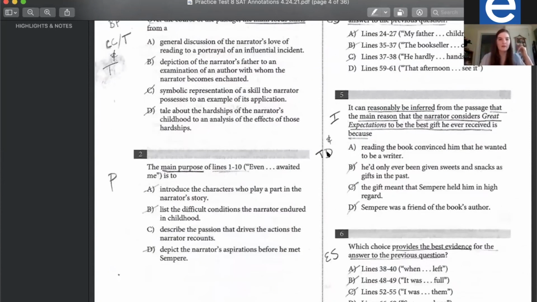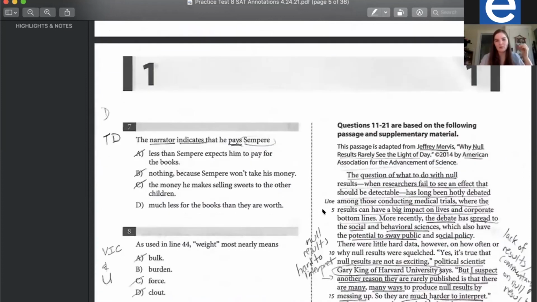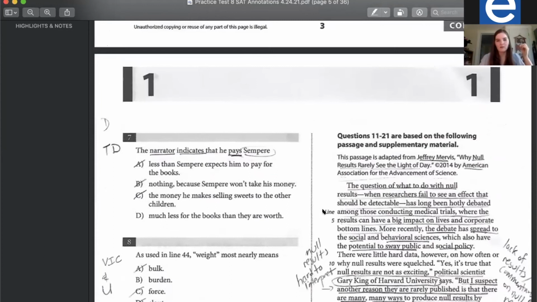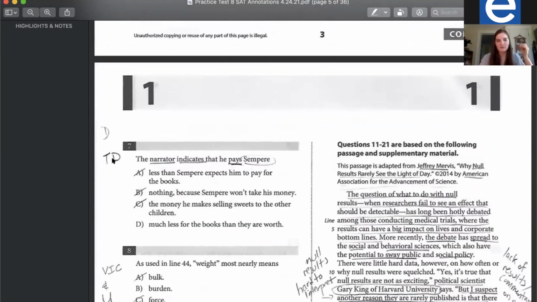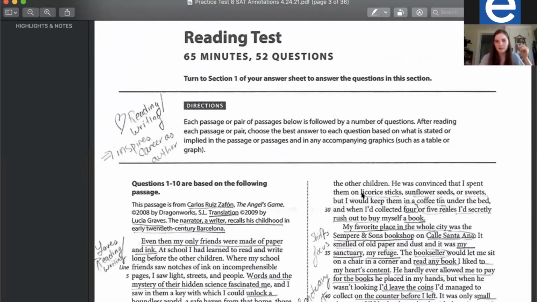So you would deal with a question like number 5, where it's saying reasonably be inferred. It involves a text detail, which is why I have the TD here. So it's a detail kind of question, but it also is inference. So you want to wait and see if there are any questions that are just focused on text detail. Like this one, the narrator indicates that he pays Simpere. That's very detail oriented, very quick. You can find it in the passage. It's actually up here.